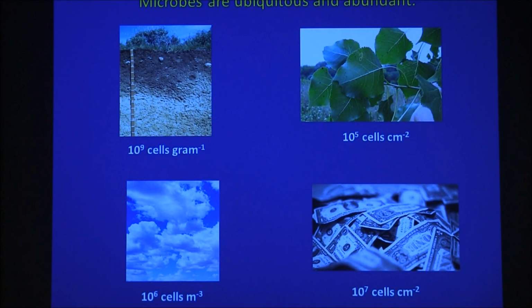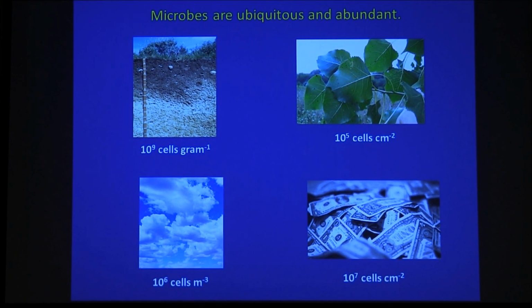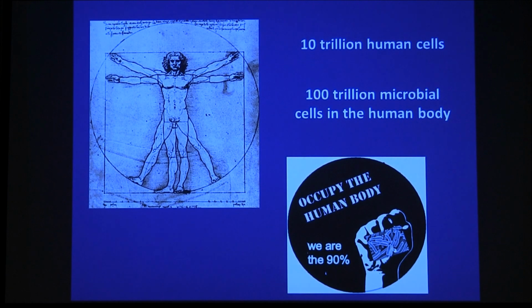The other thing I want to point out, and most of you probably know this, is that microbes are ubiquitous and abundant. This is good news if you're a microbial ecologist, bad news if you're a germaphobe. Any environment we look at has a minimum of at least 1 billion cells per gram of soil, millions of bacterial cells per cubic meter of outdoor air. They're abundant on leaf surfaces, on the dollar bills that you touch on a regular basis. And you don't even need to go to such exotic environments like soil or leaf surfaces. We can also look inside our own bodies.